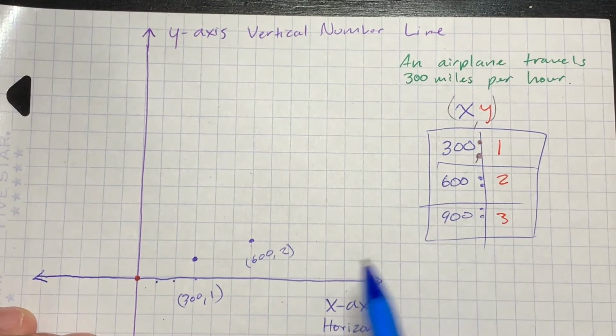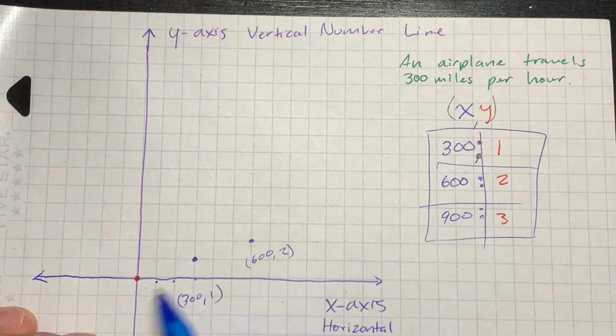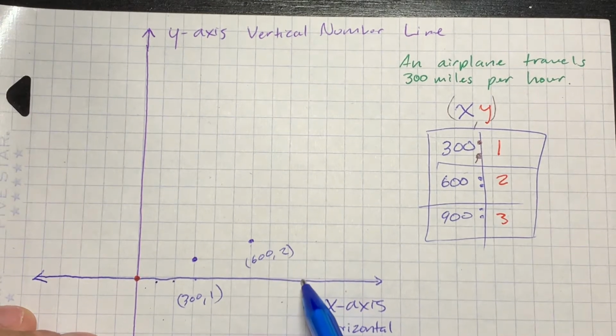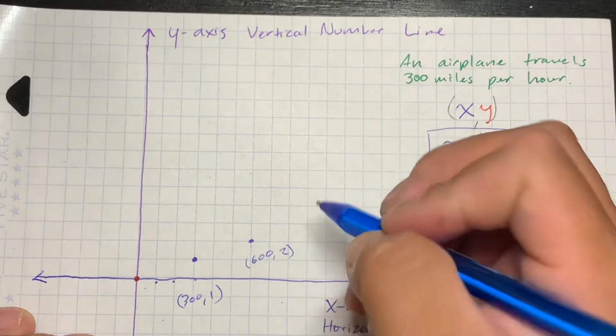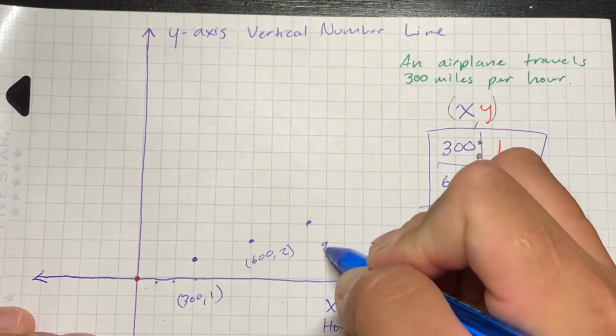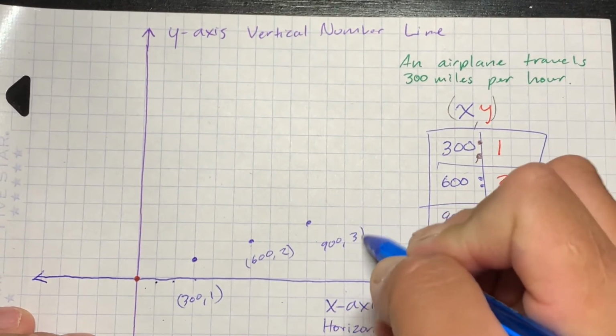For the third one, we're going to go to 9. So here we're at 1, 2, 3, 4, 5, 6, 7, 8, 9, and go up 3. 1, 2, 3. So this will be 900 miles in 3 hours.